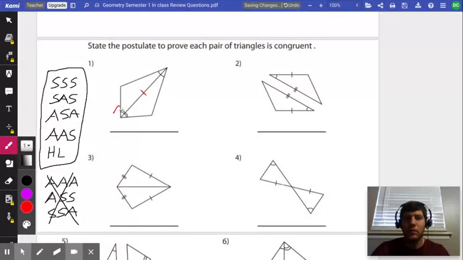This is an angle. So there's one pair of angles. There's one pair of sides. And there's another pair of angles. So that's angle, side, angle. Over here you have a pair of sides. Here's a pair of angles. And then here's another pair of sides. So you have side, angle, side.